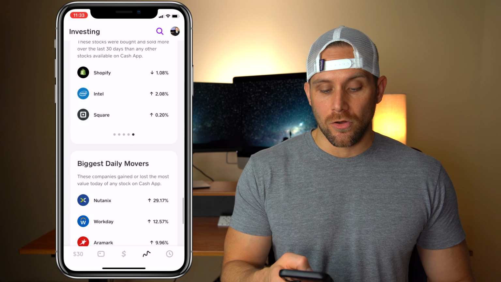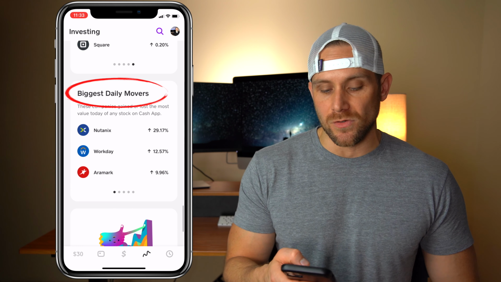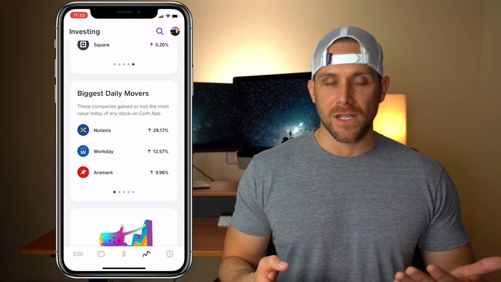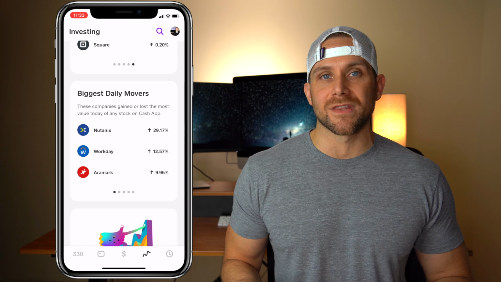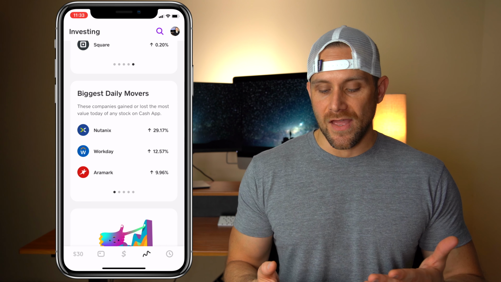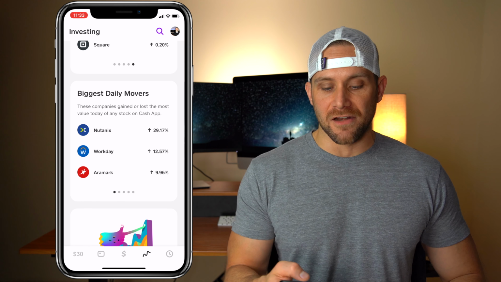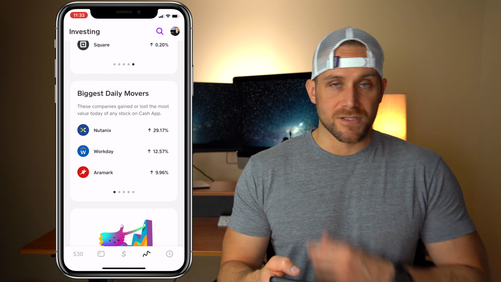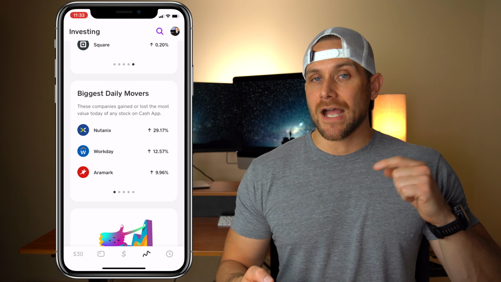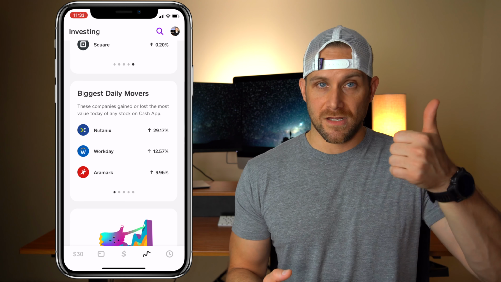Now if we scroll down a little bit more, you see the biggest daily movers. So this was as of Friday. If we were looking at this when the stock market was currently open, then at that point you would see these numbers kind of moving. So biggest daily movers, it'll show you stocks that are up and stocks that are down. Biggest movers in either direction.